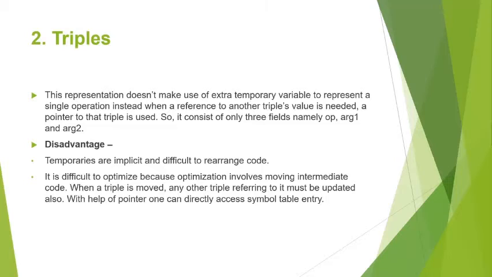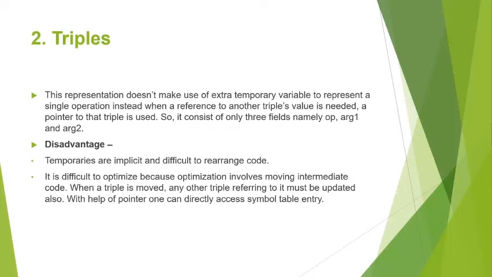So next we are going to discuss the triple representation. What is the major disadvantage of the quadruple representation? It uses more temporary variables, so it takes more space. So to reduce the number of temporary variables, here we are going to reduce the fields. The fields in quadruple representation are operator, argument 1, argument 2 and result. Here we are going to remove the result part. Instead of the result part, here you are going to use references.